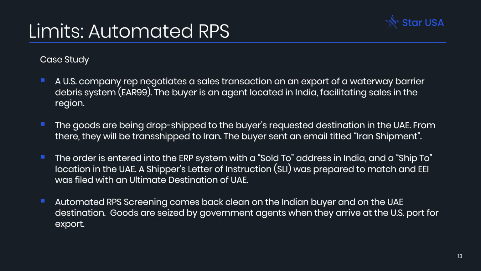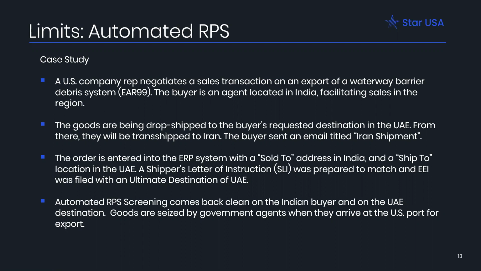The buyer was an agent in India that was facilitating sales in the region for this U.S. company. The goods are going to be drop shipped to the buyer's requested destination in United Arab Emirates, and from there, they're going to be transshipped to Iran. And the buyer sent an email titled Iran shipment, which, Iran is, you cannot just sell to Iran carte blanche. You have to get licenses to do so. There are sanctions on Iran that come in and out.